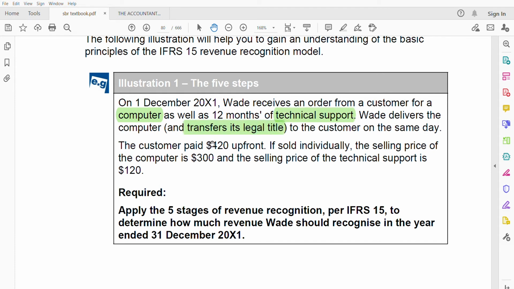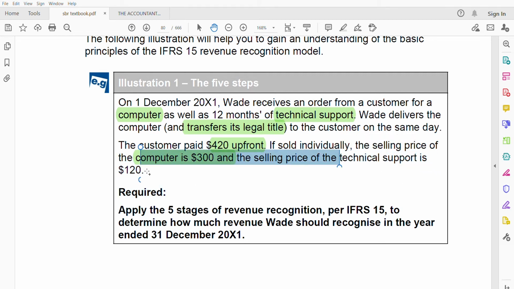The customer paid 420 upfront. If sold individually, the selling price of the computer is 300. The selling price of the technical support is 120. So there are two performance obligations, if you can identify. One is the computer, the other one is the technical support. Okay. But if we are solving individually, then computer is 300 and technical support is 120. That's how you are getting 420, because it comes as a package, you know.